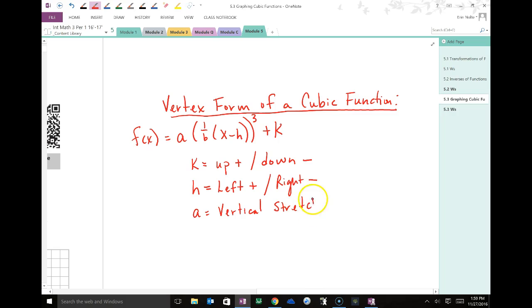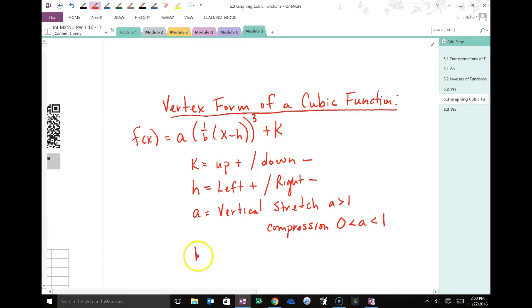For it to stretch, we'd have an a value that would be greater than 1, such as 2 or 5, versus a compression, which is going to squish it towards the x-axis. And that would be some kind of value that would be a fraction, which means it would have to exist between 0 and 1.